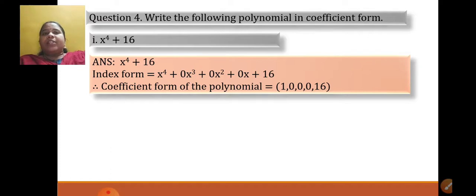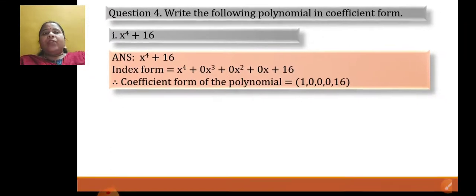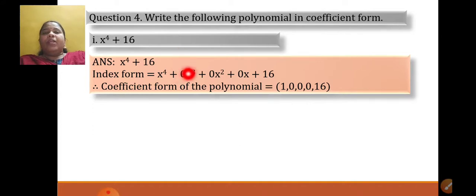So this index form is equal to x raised to 4 plus 0x cube plus 0x square plus 0x and plus 16. And we want to write it in coefficient form. So collect the coefficients. Nothing written means 1, 0, 0, 0 and plus 16. So this way we can write the coefficient form of it as 1, 0, 0, 0 and 16. I hope it is understood.